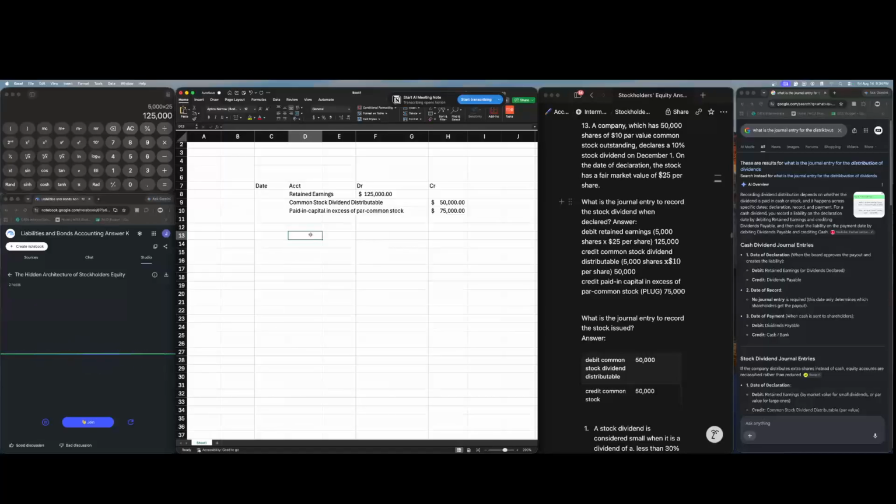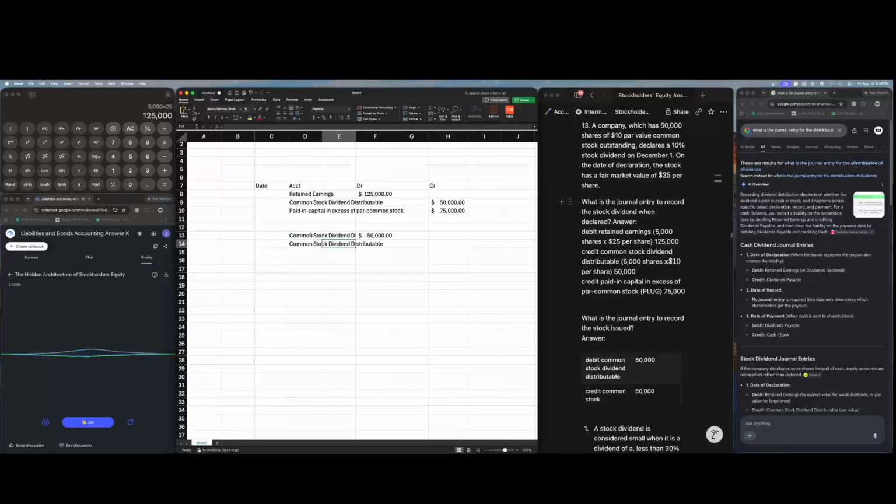Exactly. It is a huge distinction that changes everything about where the numbers live. Right, and to answer your question about the distribution date, that's when the coming soon sign comes down. When those shares actually go out, we have to clear that distributable account. Precisely. On that day, you debit the common stock dividend distributable account for the $50,000. So we're basically wiping out that placeholder we talked about earlier. Exactly. And then we credit common stock for that same $50,000 par value.